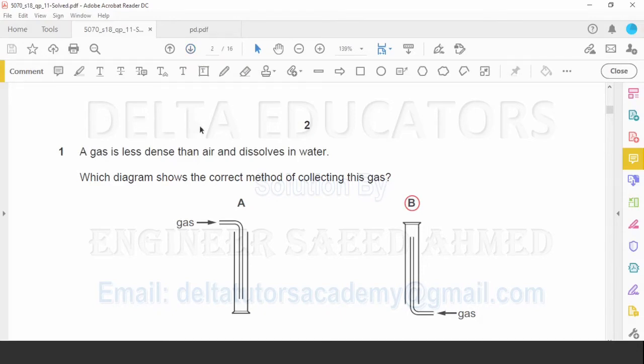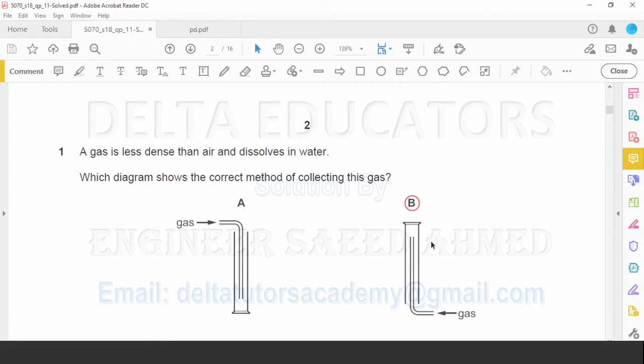Question 1. A gas is less dense than air and dissolved in water. Which diagram shows the correct method of collecting this gas? Okay, option A. When the gas comes into this cylinder, since the gas is lighter than air, it will move up and escape from the cylinder. So option A is incorrect. This method is not possible.